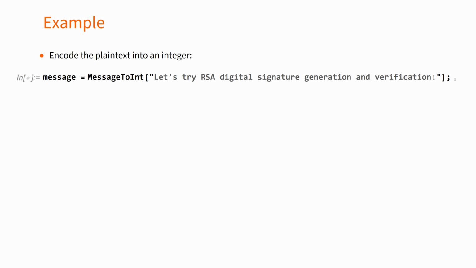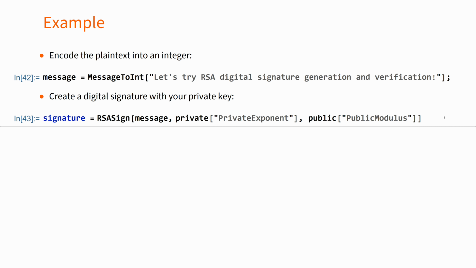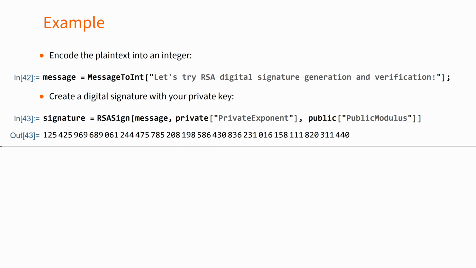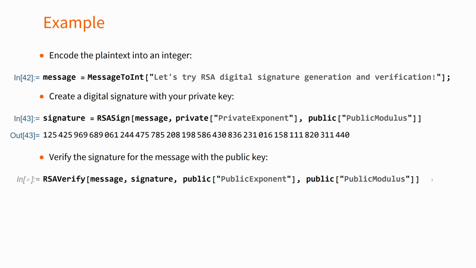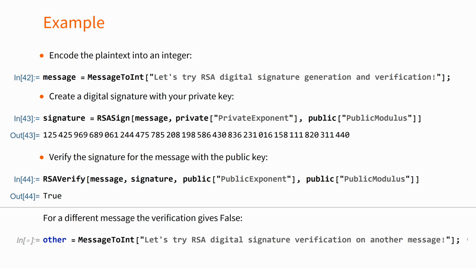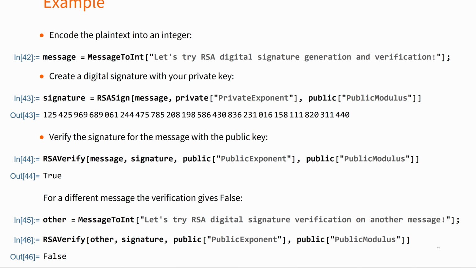Let's try digitally signing a message with our simple RSA cryptosystem. First, encode the plaintext message into an integer. Then, create a digital signature for it with your private key. Next, verify the signature for the message with the public key, and it gives true. As expected, for a different message, the verification gives false.